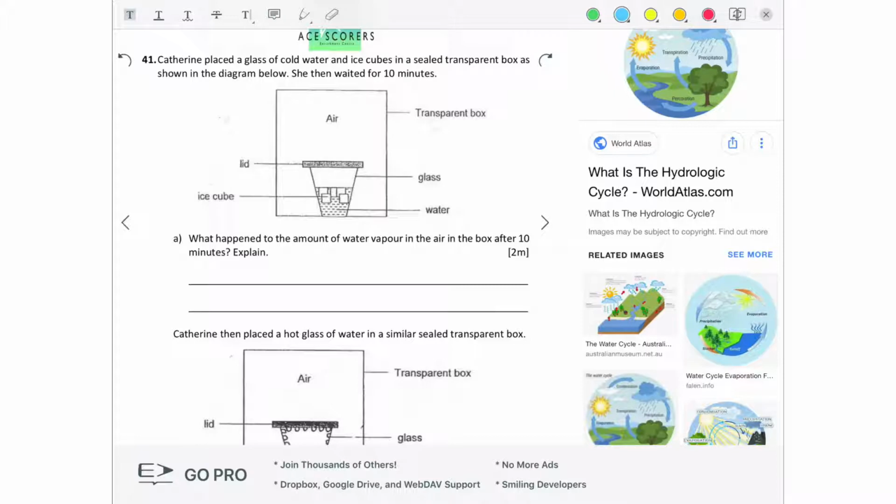Next, see again. Familiar or not now? Yeah, should be. No big deal. Same stuff. Okay, what happened to the amount of water vapor in the air after 10 minutes? Oh, it's a bit tricky. Come, take a look first. Think about it. Is it inside the box or inside the cup? So you gotta figure out, always figure out where is the cold surface.